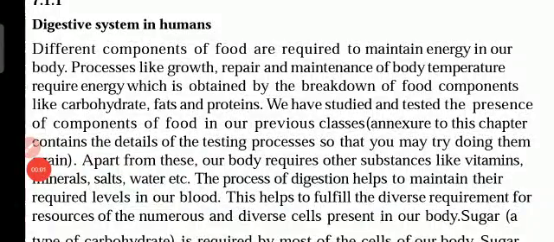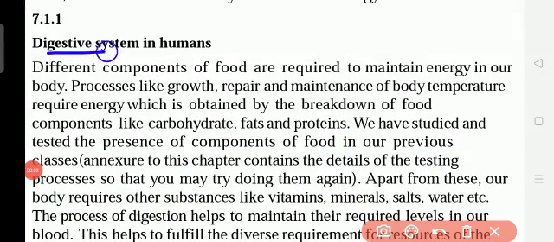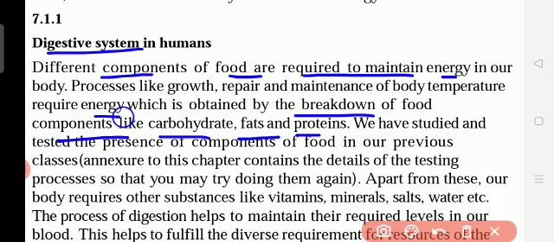Now we study the digestive system in humans. Different components of food are required to maintain energy. Which components release the energy? When carbohydrates, fats and proteins break down, energy is released. What do we need that energy for? For the growth, repair and maintenance of body temperature.